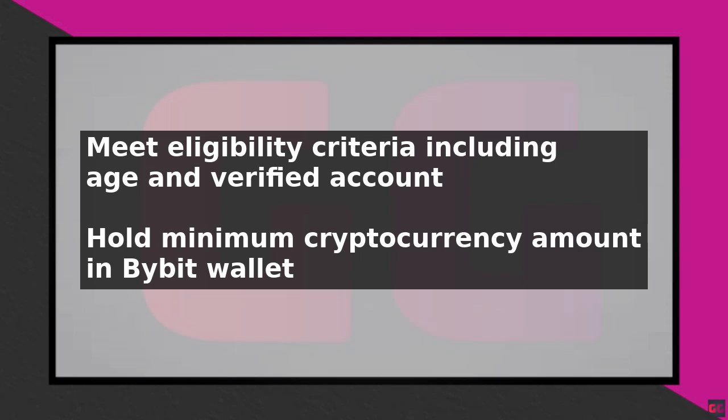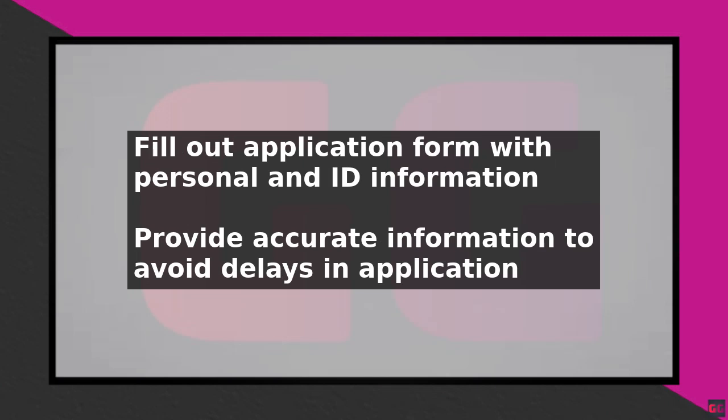After submitting your application, Bybit will review it and verify your information. This may take a few days, so be patient and do not try to submit multiple applications. If your application is approved, you will receive an email with instructions on how to activate your card.